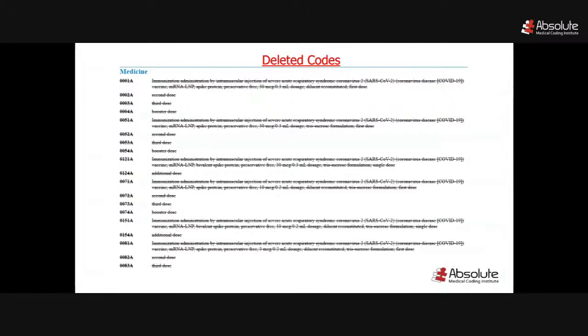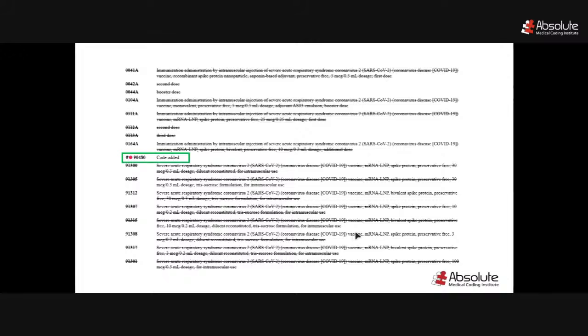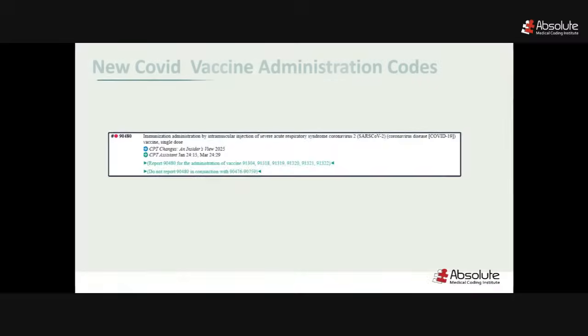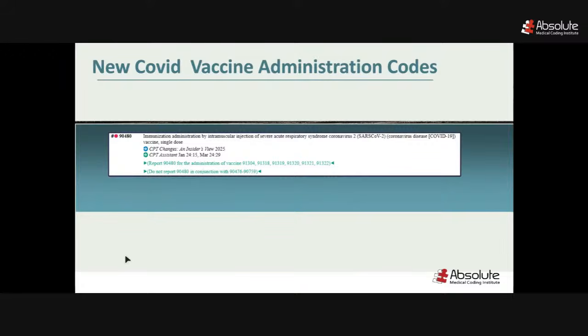Regarding the COVID-19 vaccine, there has been an update in 2025, and many of the CPT codes for COVID-19 vaccines have been deleted and replaced with new codes in 2025. A lot of codes from 2024 have been deleted. So make sure you have the 2025 CPT manual with you.